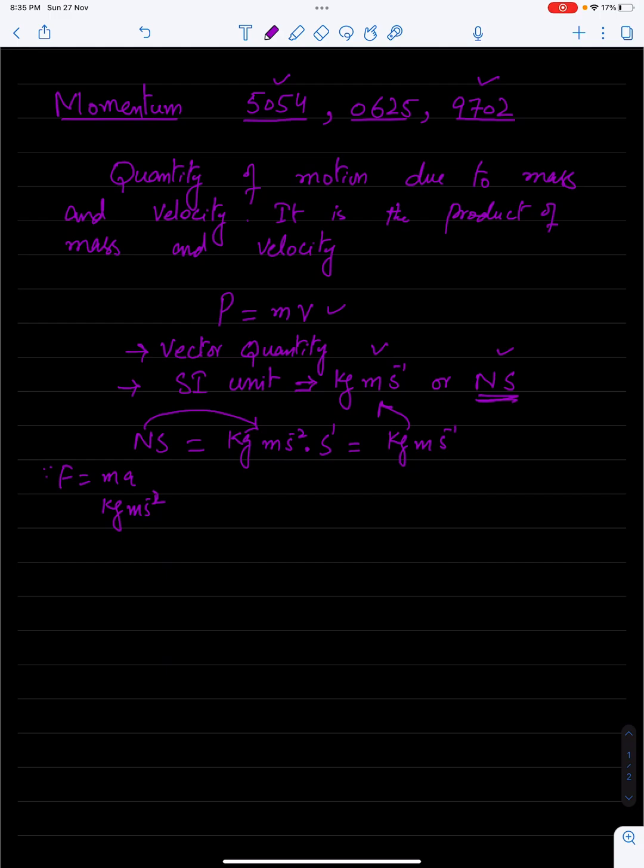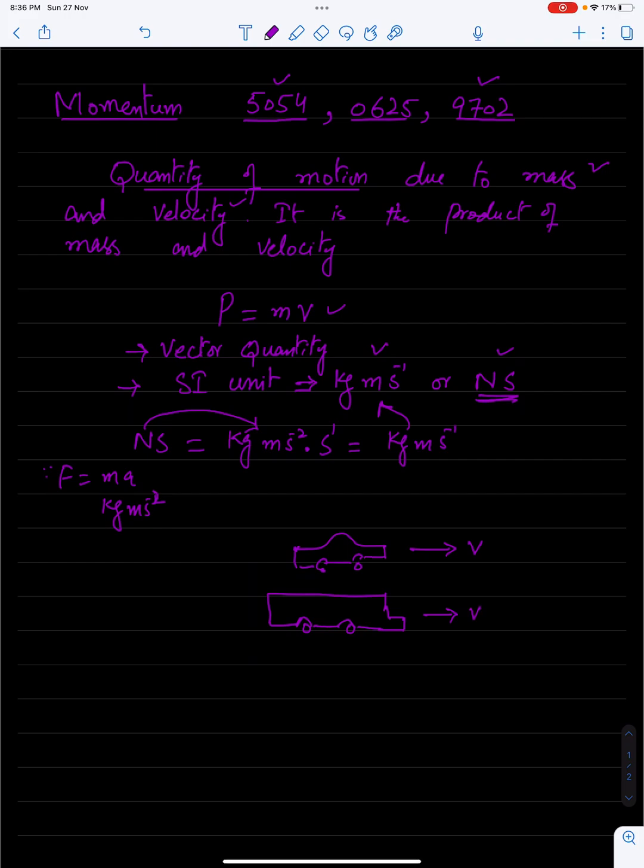Okay, so let's come to its definition again. It is quantity of motion, which means basically that thing which depends upon the mass as well as the velocity of the object. For example, suppose this is a car and here we have a bigger object, let's say a truck, right? Both are moving with the same velocity. Let's say velocities of them are equal.